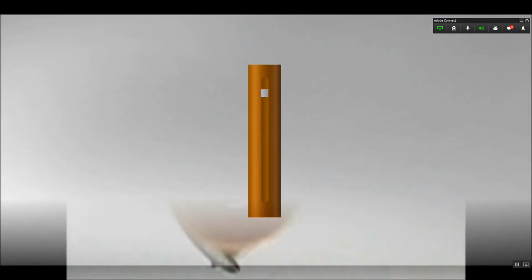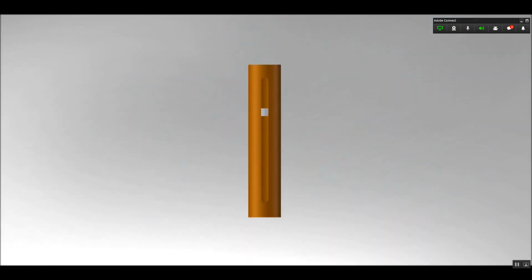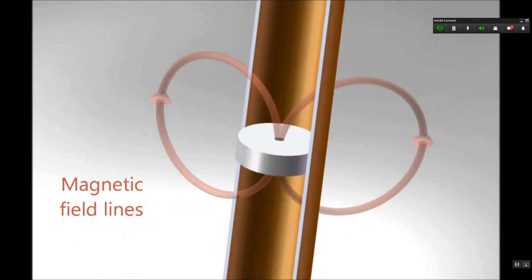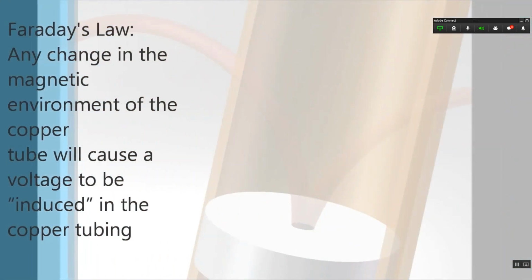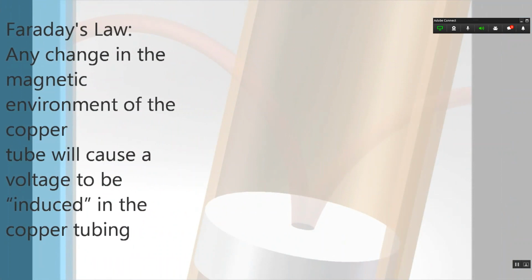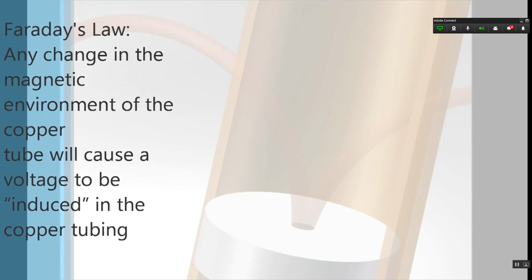Using the following cartoons, we can explain the processes that are actually happening. Again, we see the magnet dropping through the tube. The red lines are added to represent the magnetic field produced by the magnet. As the magnet falls, the magnetic field in the copper tube changes. This variation in the magnetic field induces an electric current, as predicted by Faraday's law. Faraday's law states that any change in the magnetic environment of the copper tube will cause a voltage to be induced in the tubing.